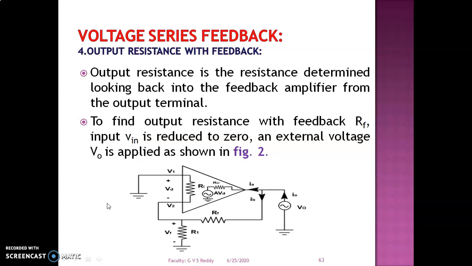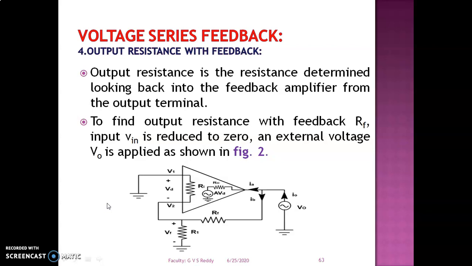To analyze the output resistance of the operational amplifier with and without feedback, for voltage series type of feedback. The output resistance is the resistance determined looking back into the feedback amplifier from the output terminal. To find the output resistance with the feedback, that is ROF, two conditions we should follow. The first one, we should reduce the input signal VIN to 0 volts. That is, we should make it short.